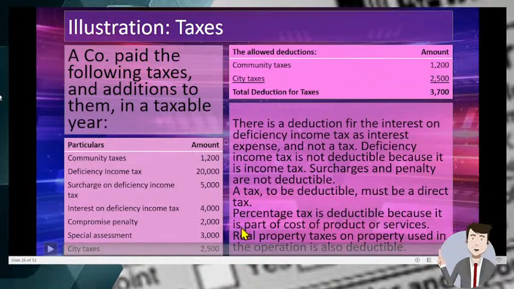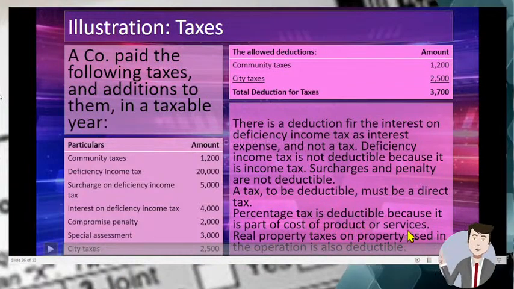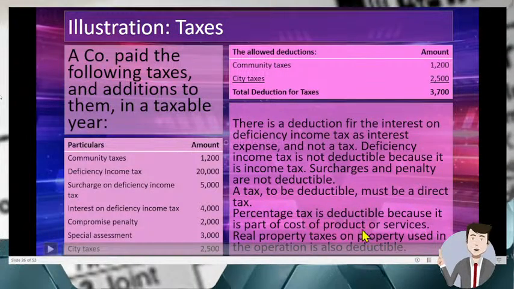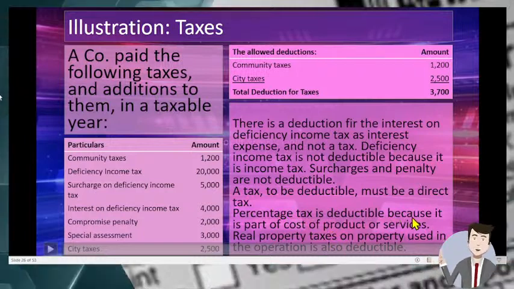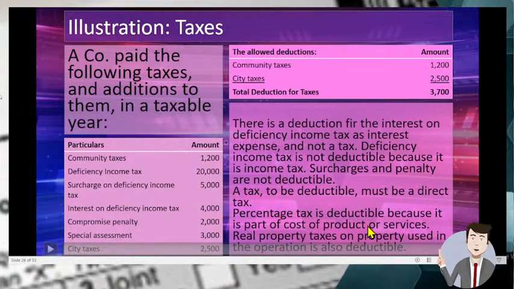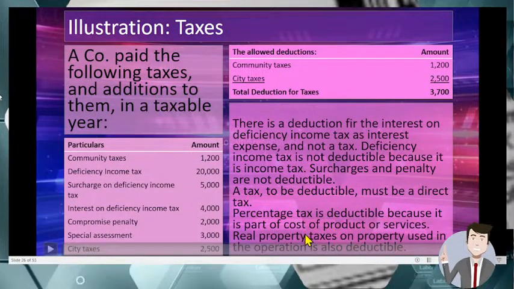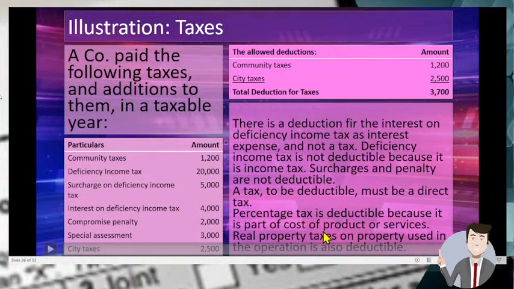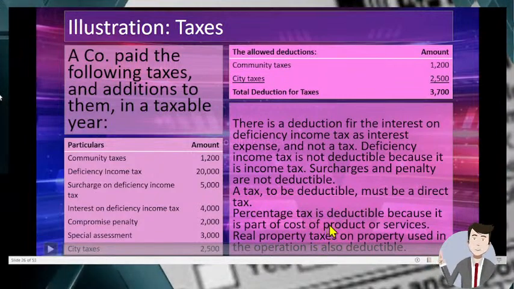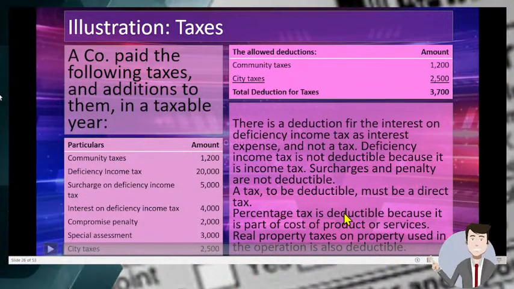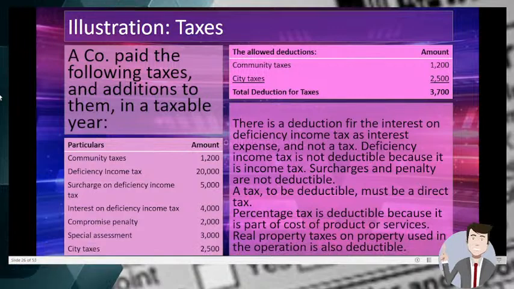Percentage tax is deductible because it is part of the cost of the product or services. Please take note. We have no percentage tax in our illustration, but percentage tax is deductible because it is part of the cost of product or services. It is not deductible as a standalone tax, but it is part of the cost of goods sold or part of the cost of services. Please take note. So percentage tax is not in our computation, but it should be included in your cost of goods sold, cost of sales, or cost of services.